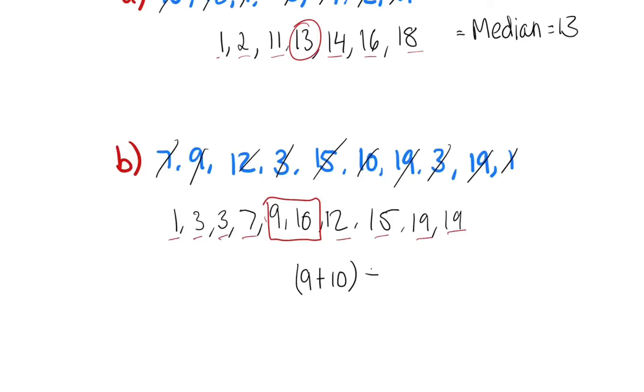To get our median here, we're going to go 9 plus 10. And then you'll divide that answer by 2. So 9 plus 10 gives 19. 19 divided by 2 is 9.5. And that means our median is 9.5. Okay, and that is what happens when you have an even amount of numbers, is you just got to find the average of those 2 middle numbers to get our median.